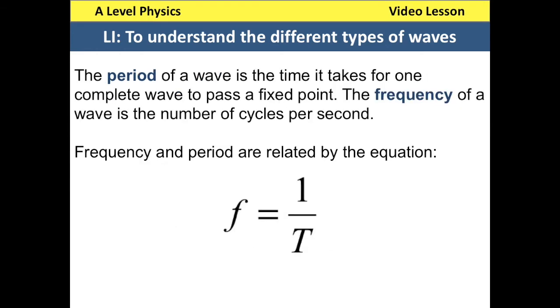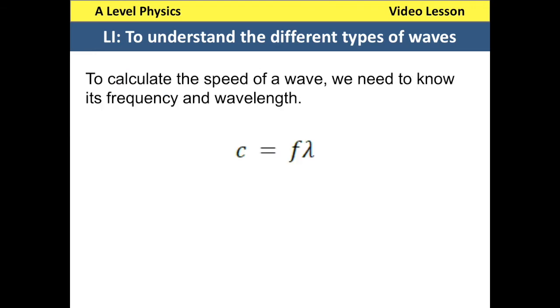Now the period of a wave is the time it takes for one complete wave to pass a fixed point. Now the frequency of a wave, on the other hand, is the number of cycles that we have per second. They are related to each other by this equation that is not on the formula sheet. The frequency of a wave is 1 divided by the period of the wave. Frequency is measured in hertz, which we write down as capital H and lowercase z, and time period, or just period, is measured in seconds.